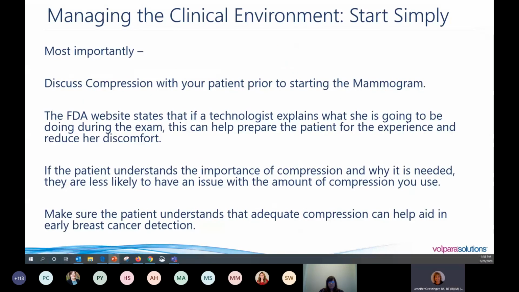Most importantly, discuss compression with your patient prior to starting the mammogram. The FDA website states that if a technologist explains what she is going to do during the exam, this can help prepare the patient for the experience and reduce her discomfort. If the patient understands the importance of compression and why it is needed, they are less likely to have an issue with the amount of compression you use. Make sure the patient understands that adequate compression can help aid in early breast cancer detection.